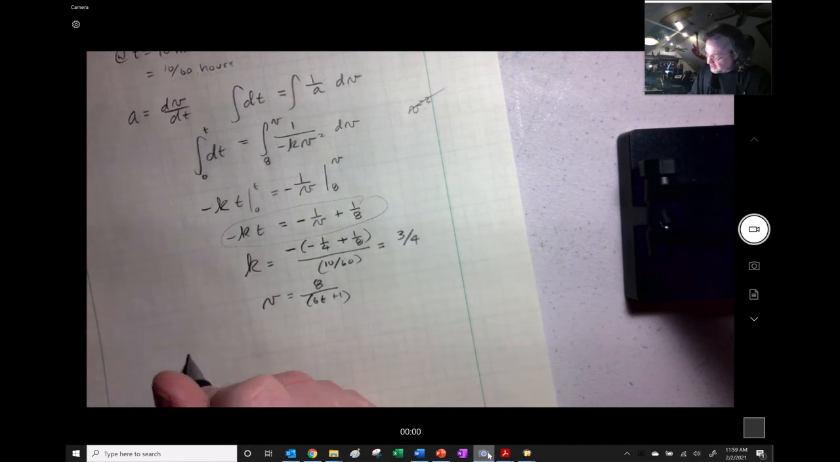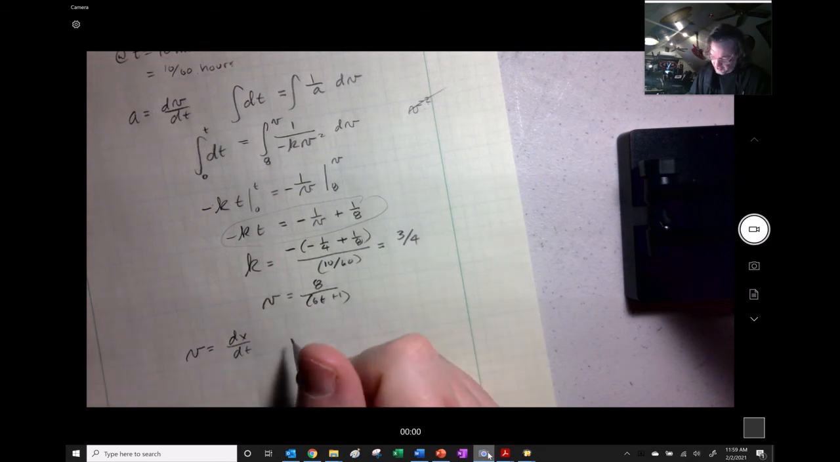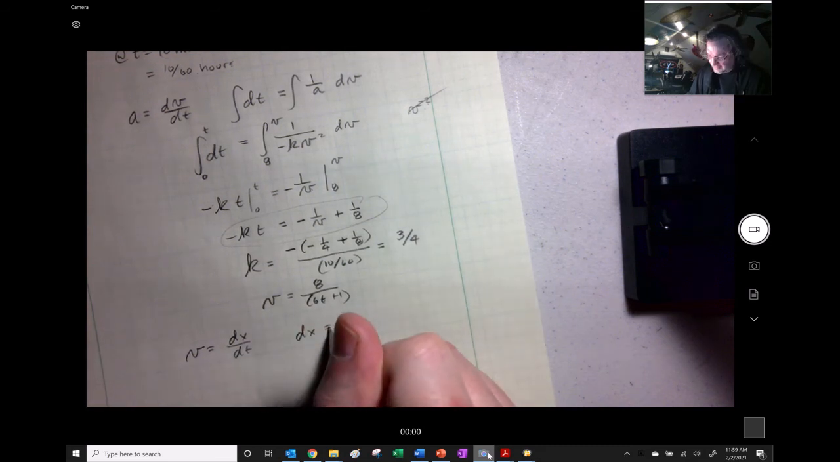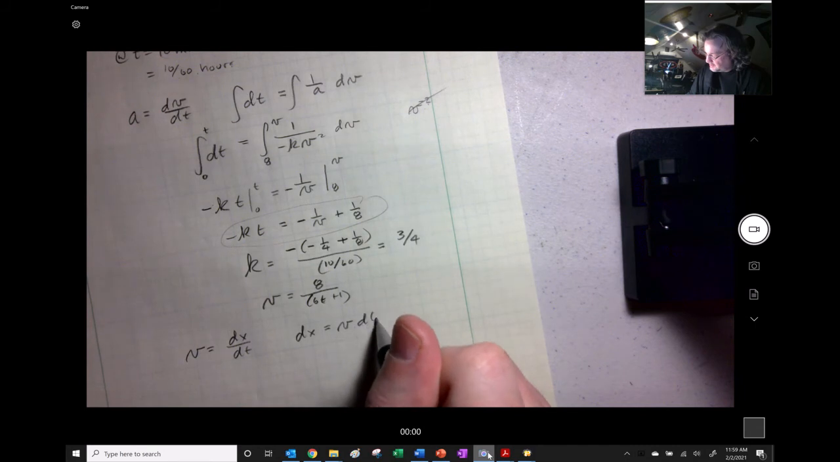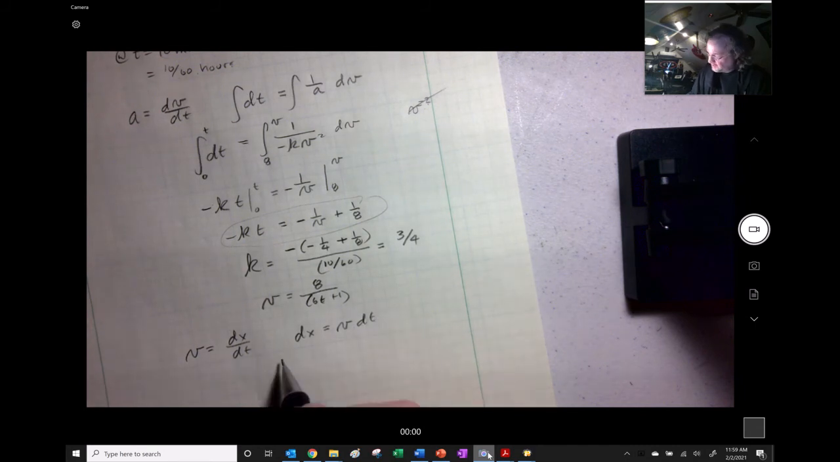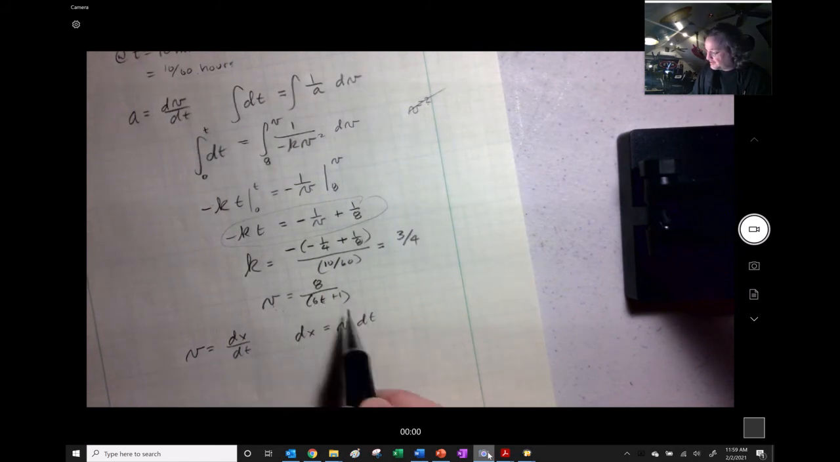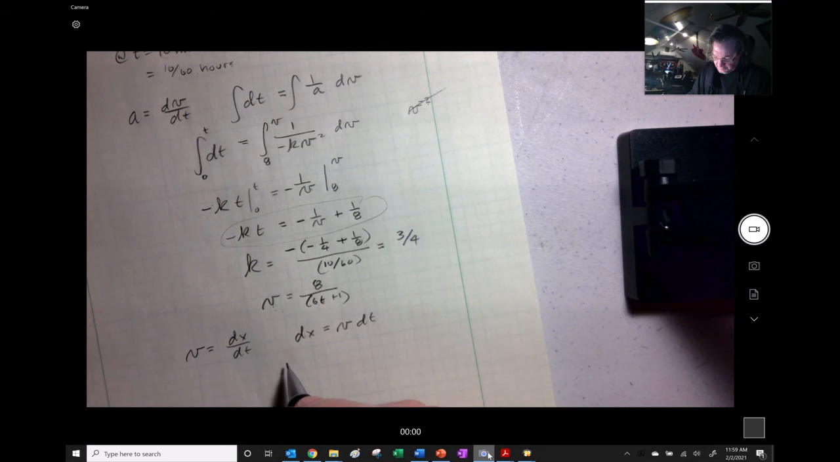So let's take velocity and go dx dt with it right here. So we have dx is equal to v dt, and we can substitute that velocity back into there because now velocity is a function of time. And I've written down on my page that it's a function of position, but I think it's a function of time.